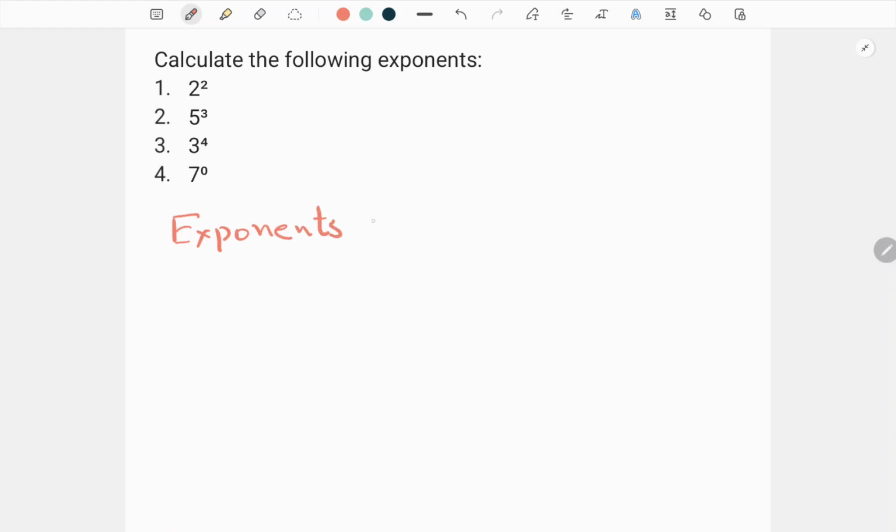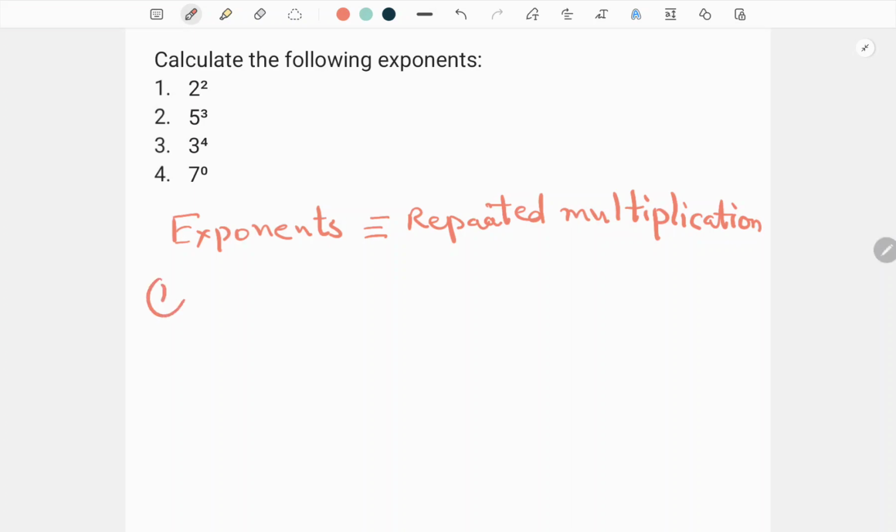exponentiation is a way of doing repeated multiplication with the same number. So exponentiation is an operation of repeated multiplication. Just like multiplication is an operation of repeated addition, exponentiation is repeated multiplication.